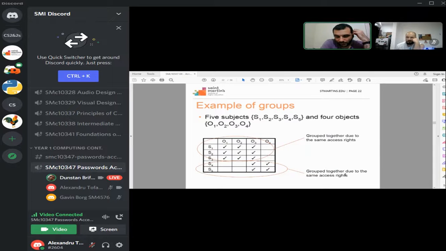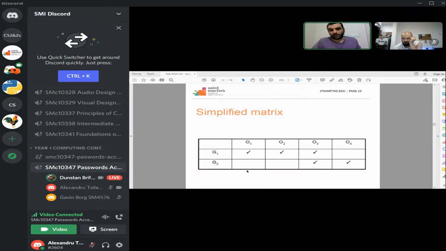So, for example, if we take a case where in this matrix we just have 5 subjects, 4 objects, right? And we notice how this group of subjects and this group of subjects have the same permissions, have the same access to objects. Okay? So in this case, it makes a lot of sense to put all these in one group and all these in another group. Right? And that will bring us to something like this, where we've simplified the matrix to be representative of two groups, right?